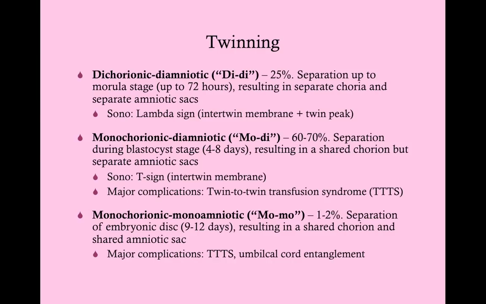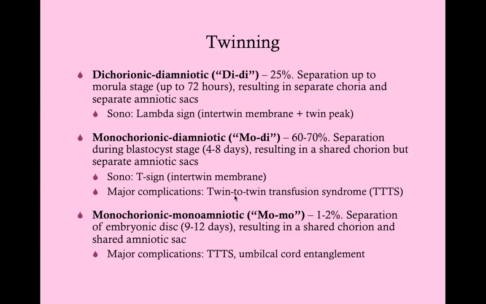And so one twin is going to be deprived of blood and is going to grow really slowly, while the other twin is going to grow really rapidly and it's going to be much bigger. And I'll show you a picture of that on the next slide. And then of course we have monochorionic monoamniotic, and this is where you have separation after the amniotic sac has begun to develop, so 9 to 12 days. And our major complication here includes twin-to-twin transfusion syndrome because you have a single placenta, and umbilical cord entanglement.